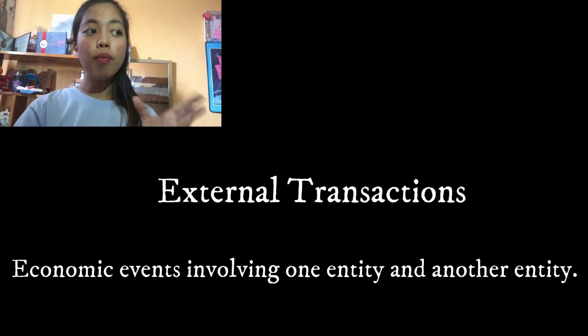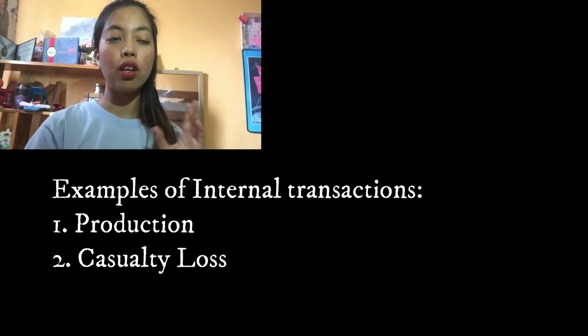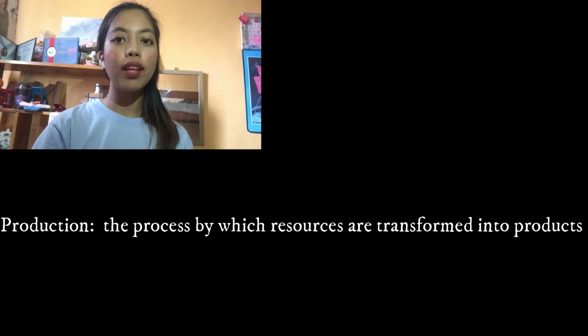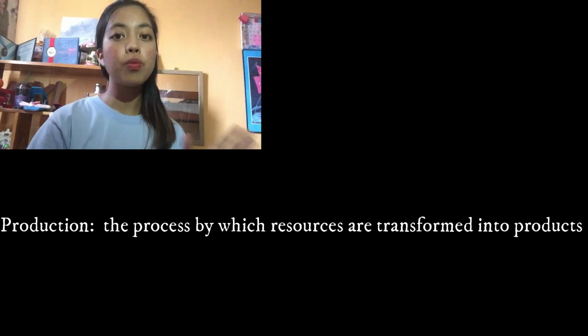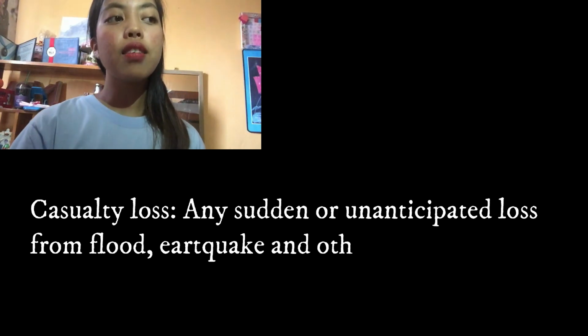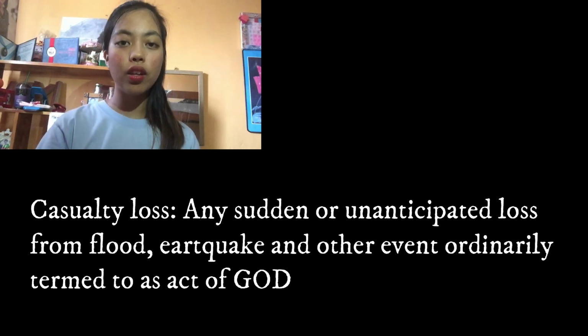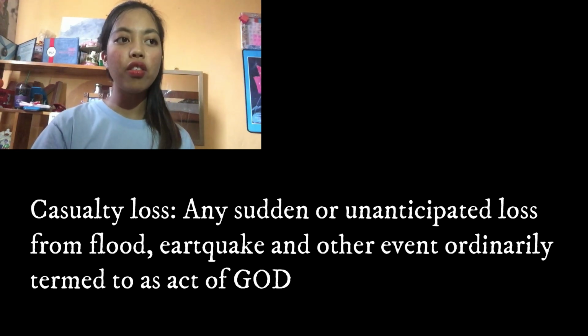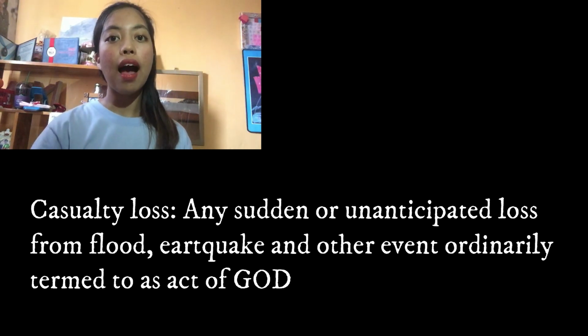So, examples ng internal transactions, we have production and casualty loss. Production, yung transform natin ng raw materials to finished goods or finished products. Tapos, casualty loss, internal transaction din siya. Ibig sabihin nun ay mga sudden loss na dahil sa floods or earthquake or any other event which are usually termed to as act of God.